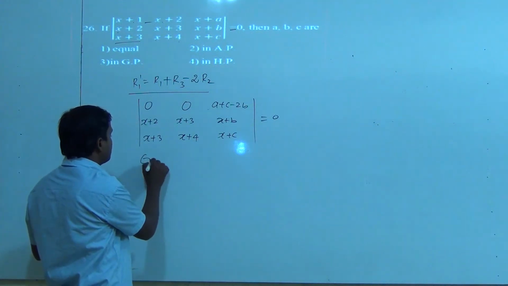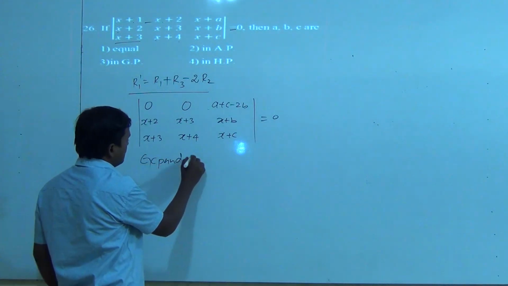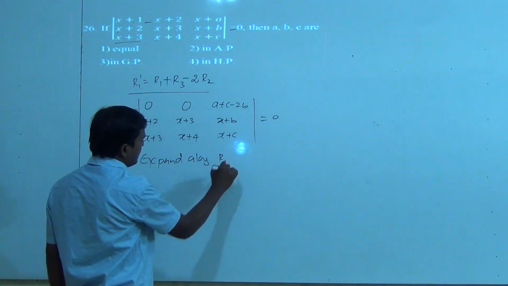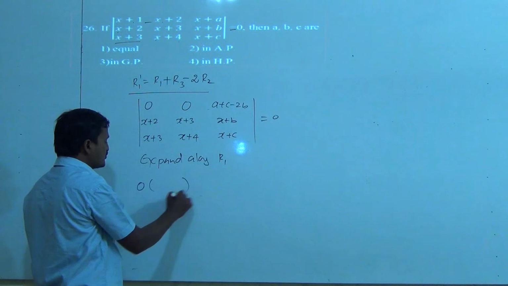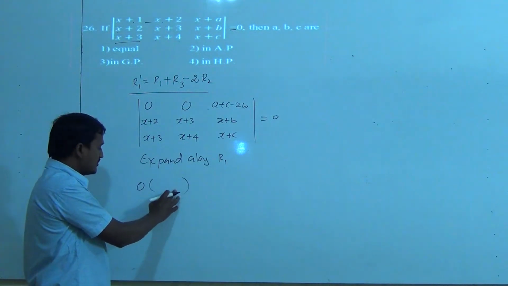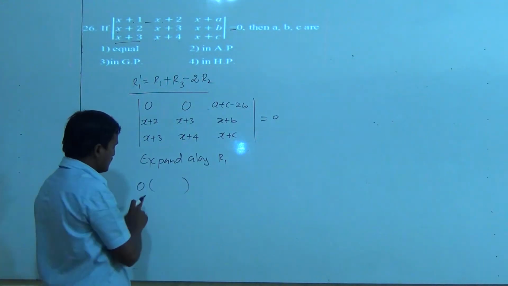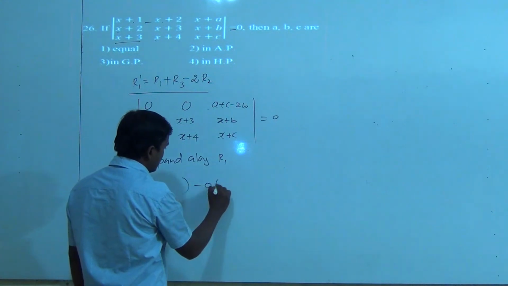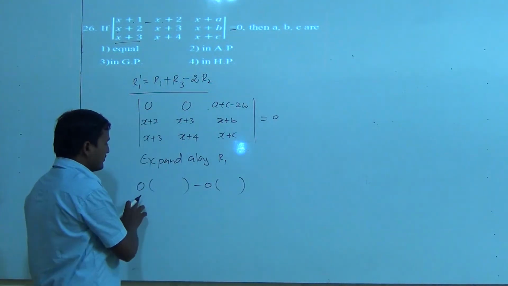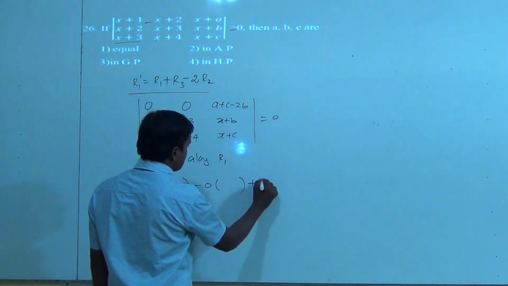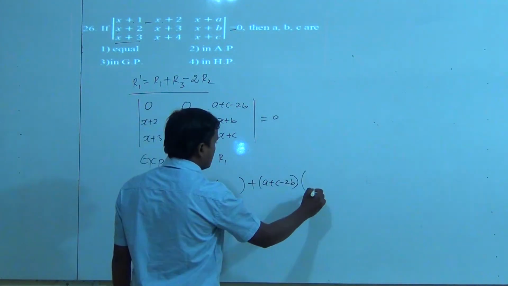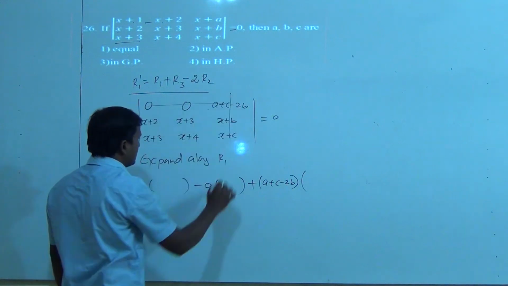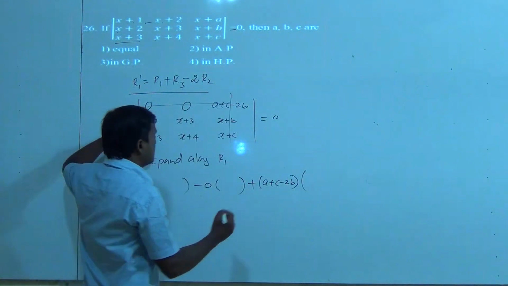So therefore expand along R1, right? So here I will expand this one. So 0 into this term, I am not writing this because 0 into any number becomes 0, plus minus 0 into again this term becomes 0, plus minus, here I should write plus. So that is a plus c minus 2b. Now here I have to leave the first row and third column.